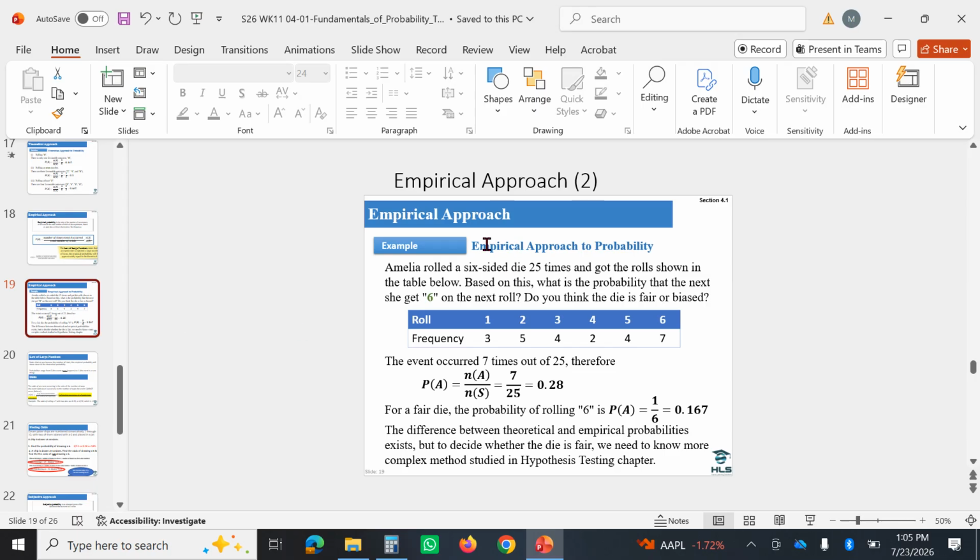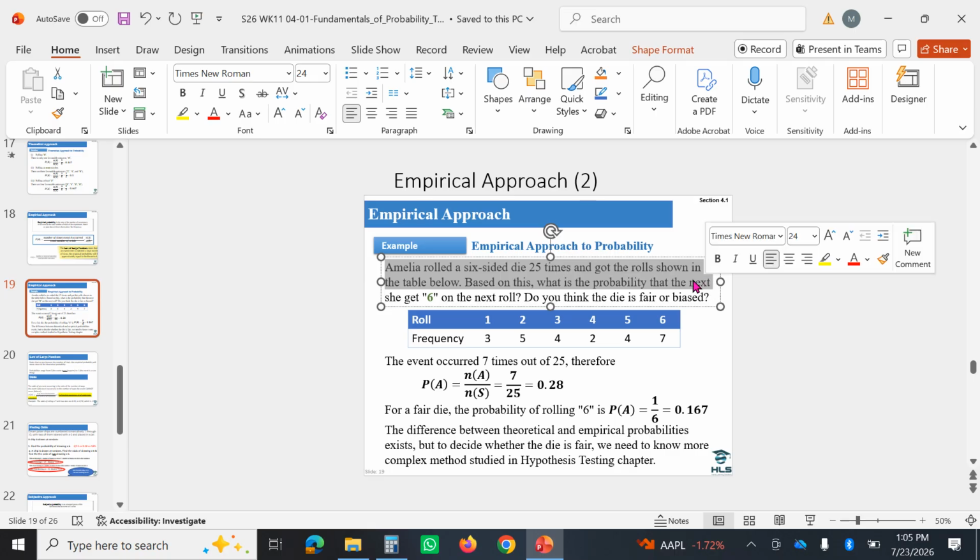So again, more examples here. Amelia rolled a 6-sided dice 25 times and got the rolls shown in the table below. So she rolled the dice 25 times. She got a 1 3 times, a 2 5 times. She rolled a 3 4 times, a 4 2 times, a 5 4 times, and a 6 7 times. Based on this, what is the probability that she gets a 6 on the next roll?